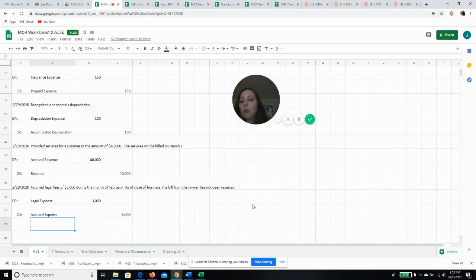So when we want to accrue revenue, meaning we want to book revenue in the correct period, but we haven't sent an invoice, then we debit accrued revenue. When we need to accrue our expenses because we've incurred expense but haven't received the bill, then we credit accrued expense.